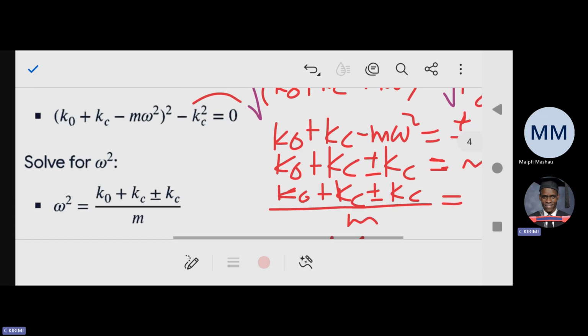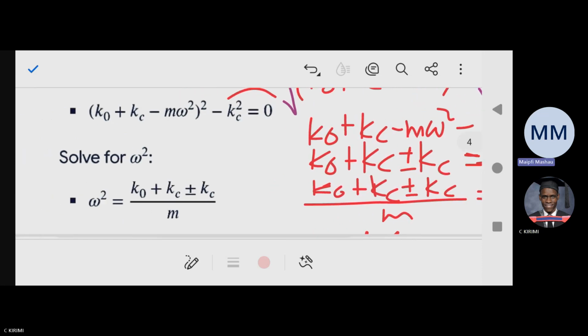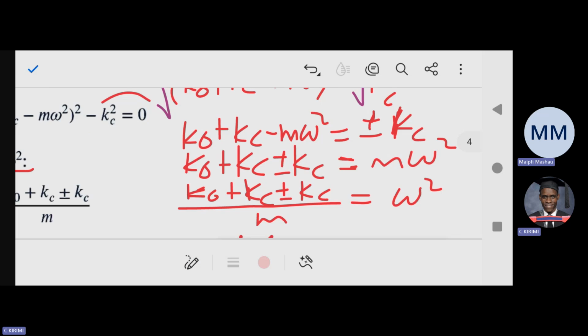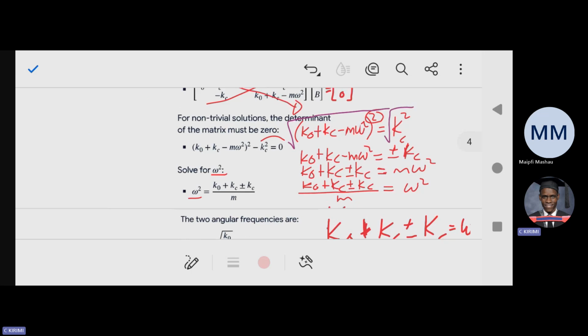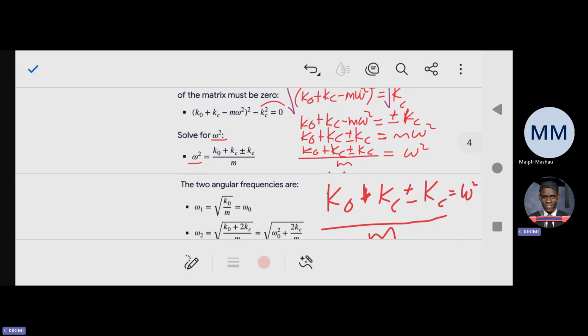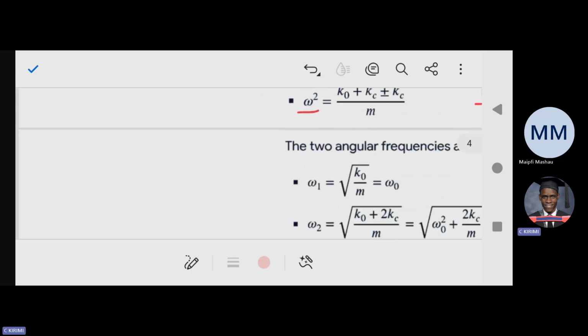Yes. So come here now, this step which we are having here. Are we agreeing now? So for omega squared, which we are solving for, it is the same as K naught plus Kc plus or minus Kc over m. Is that clear there? Then from there, you solve for omega, the quadratic equation now.